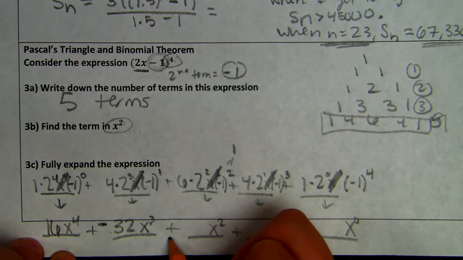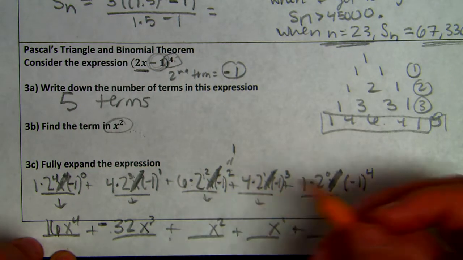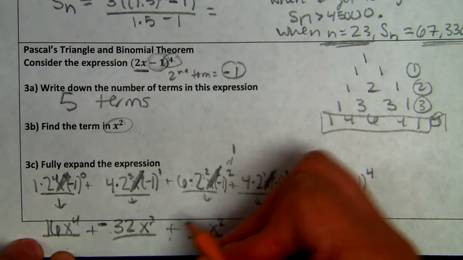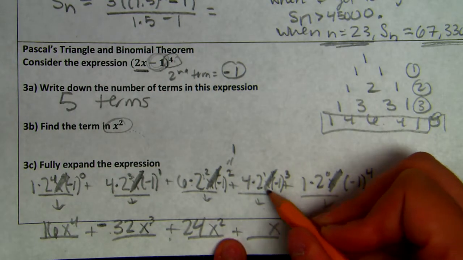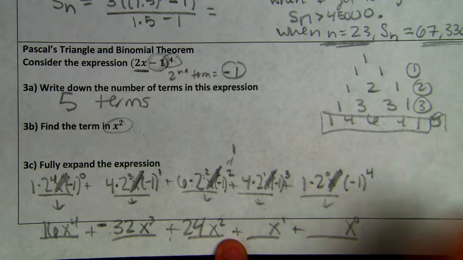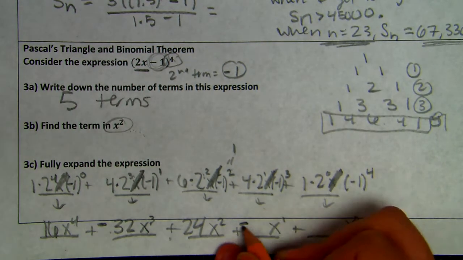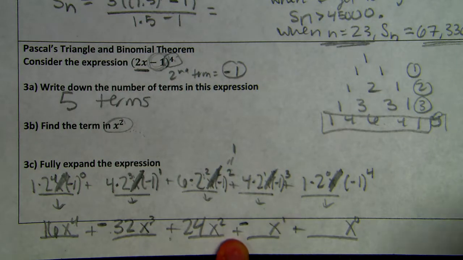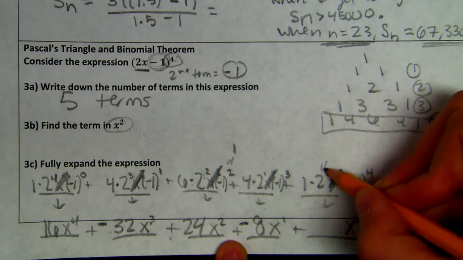So this one I know is going to be a positive. 6 times 2 to the 2nd: 2 to the 2nd is 4, and 6 times 4 is 24. Moving on to this one, I have 4 times 2 times (-1) to the 3rd. (-1) to the 3rd is going to be a negative, so I'm going to make sure I write that in over here. 4 times 2 is 8. There we go.